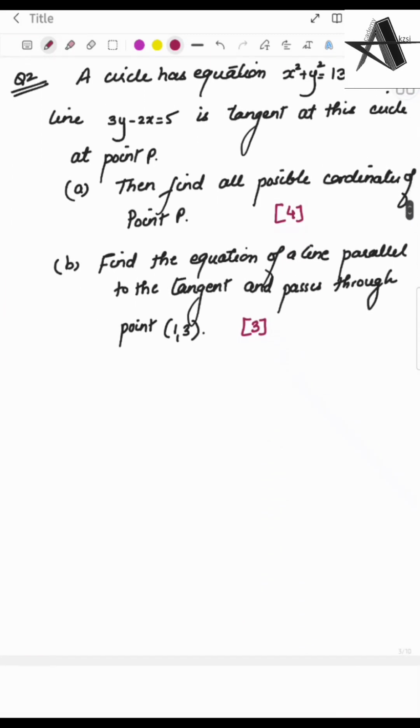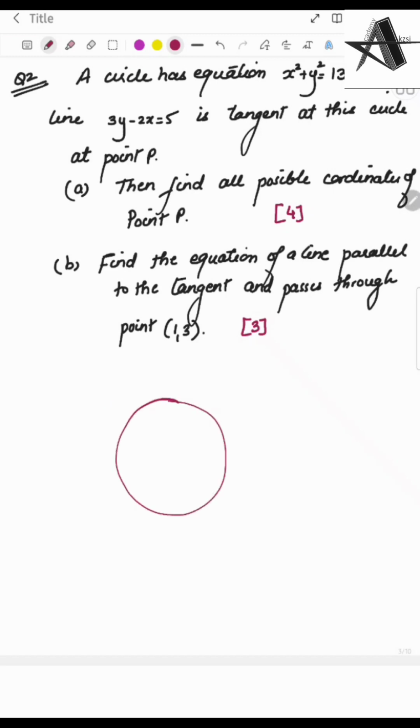A circle has equation x squared plus y squared equals 13 and a line 3y minus 2x equals 5 is a tangent to the circle at point P. Then we have to find these things, but I think the best way is to draw the diagram because it always gives us the best clarity.